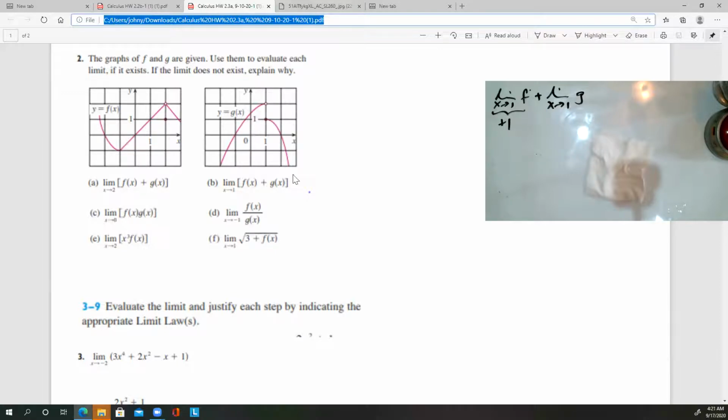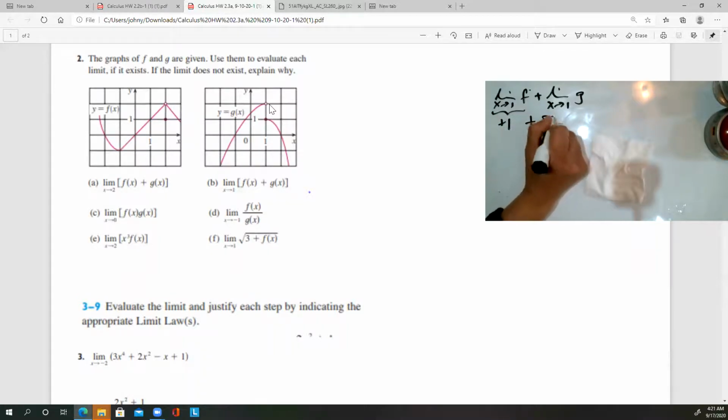At 1, from the left, as I said earlier, my y value is approaching 2. From the right, it's approaching 1. From the left, again, it's approaching 2. From the right, it's approaching 1. So if it's approaching 2 different numbers, it's DNE, right? Does not exist. So what's 1 plus does not exist? It's just DNE. Does not exist for part B.